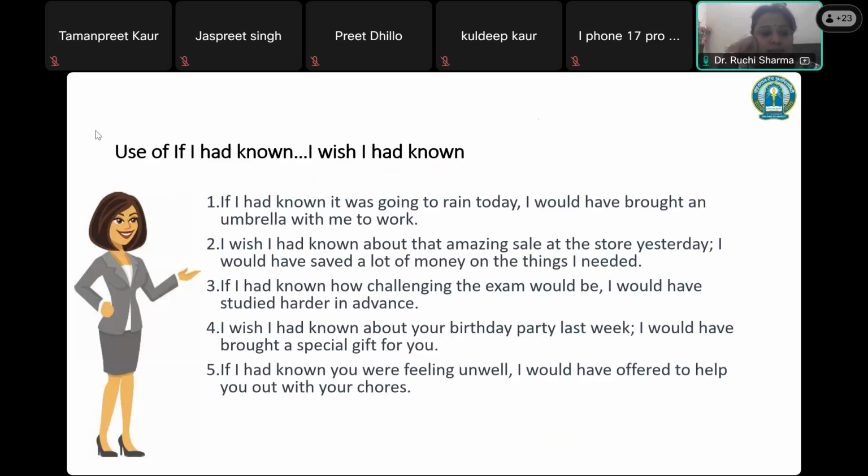Next sentence. If I had known how challenging the exam would be, I would have studied harder in advance. Very good. So, sometimes we take everything so lightly. So it's also talking about what-ifs. I wish I had known, these are life lessons for us for eventual situations. Okay. Next thing.